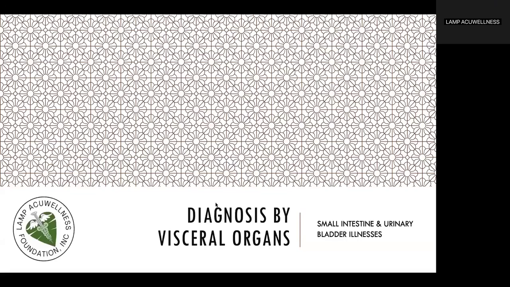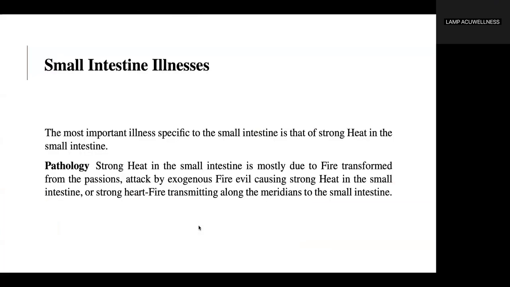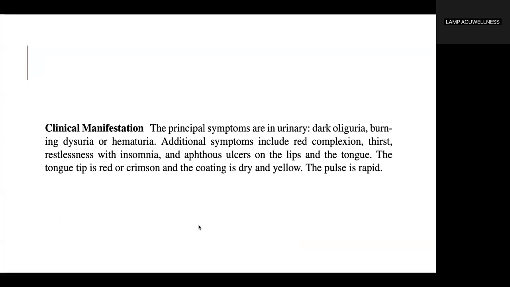Diagnosis by visceral organs. We discuss small intestine and urinary bladder illnesses. The most important illness specific to the small intestine is that of strong heat in the small intestine. Strong heat in the small intestine is mostly due to fire transformed from the passions, attacked by exogenous fire evil causing strong heat in the small intestine, or strong heart fire transmitting along the meridians to the small intestine.